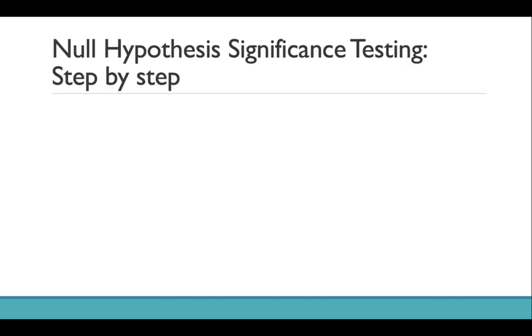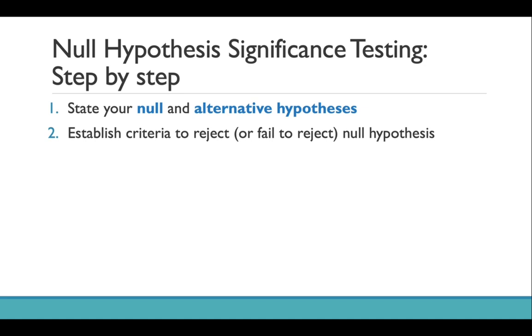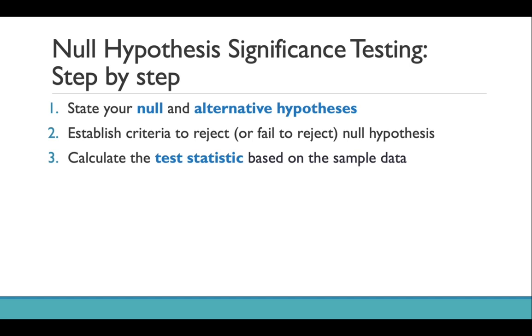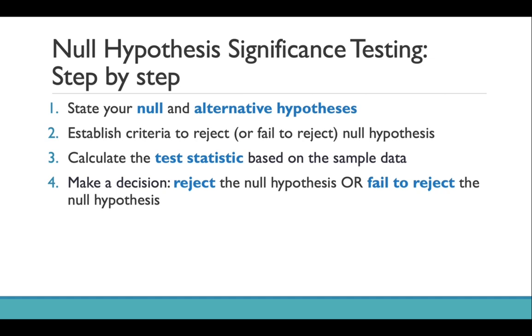Let's walk through null hypothesis significance testing step by step. Step 1 is to state the null and the alternative hypotheses. Step 2 is to establish criteria to reject, or fail to reject, the null hypothesis. Step 3 is to calculate the test statistic based on the sample data. Step 4 is to make a decision based on the test statistic, to either reject the null hypothesis or fail to reject the null hypothesis. So this is a very quick overview, and we will spend the rest of this video breaking down each of these steps in a lot more detail.